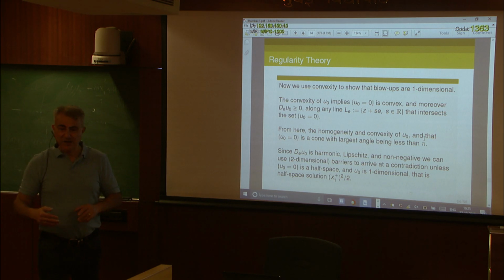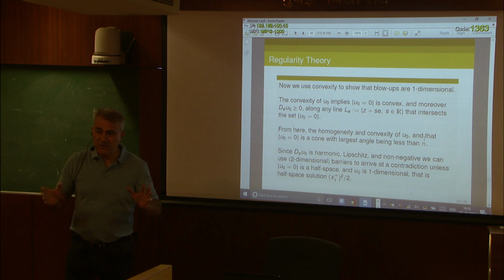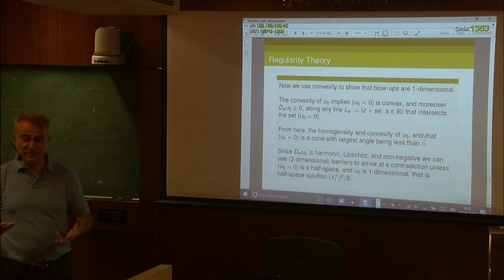And so far, I have proven that my function, starting with a blow-up solution, is homogeneous. It's convex and homogeneous. And from convex and homogeneous, I claim it has to be one-dimensional. Now, the picture is like this. The set where U0 is 0 is a convex set, because U0 is convex, so its level sets become convex. So the 0 level set has to be convex. Okay, that would be an exercise for you maybe. So a convex function has a convex 0 level set.